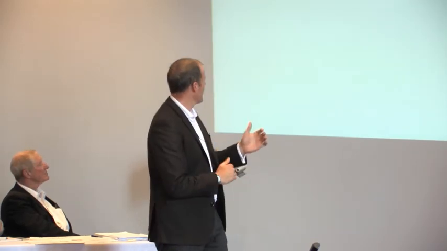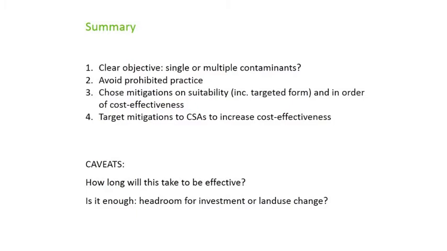So, just to summarise, you need to have very clear objectives so that if I was an operator, I can have the investment signals to be able to make the right and robust decisions. Very clear that we need to avoid obvious bad practice. Mitigations need to be chosen not only on suitability, but not with the heart, on the basis of cost effectiveness. To improve their cost effectiveness even further, we've got some evidence to say that we can do that by focusing on critical source areas.